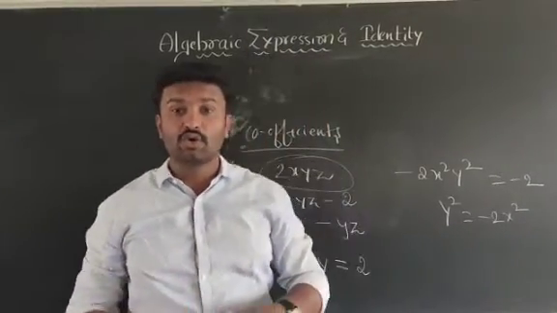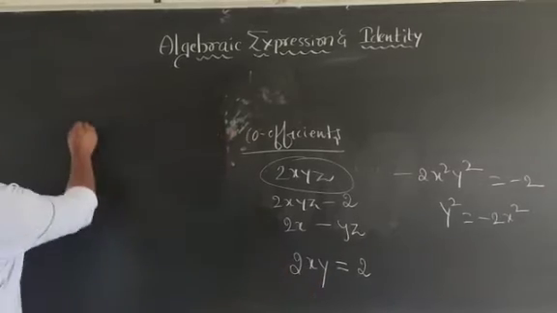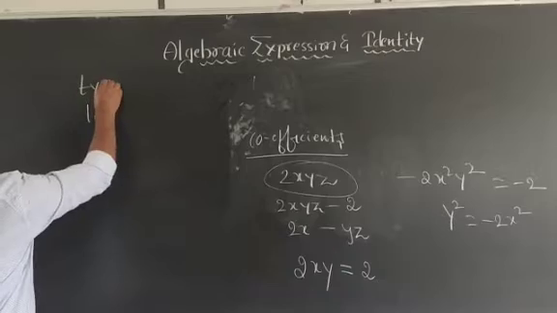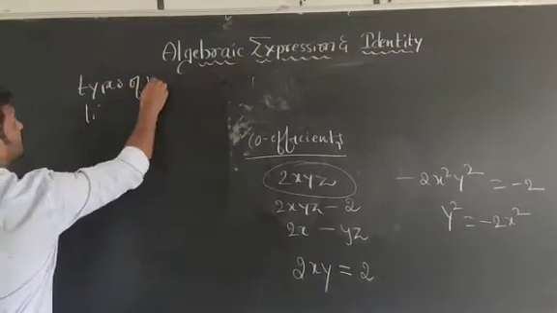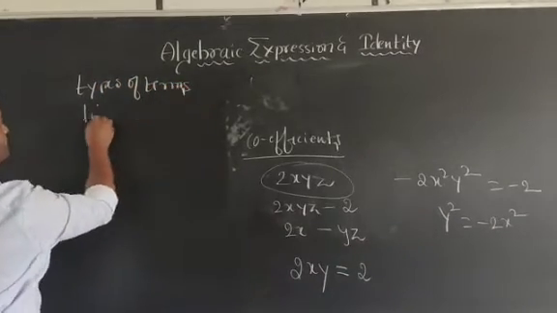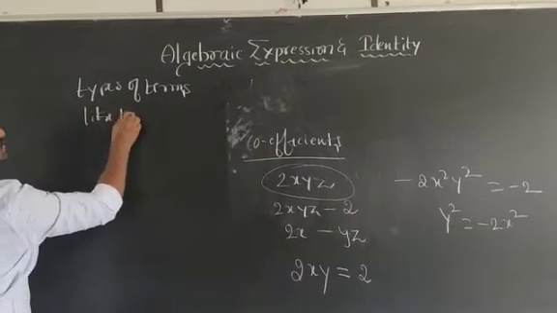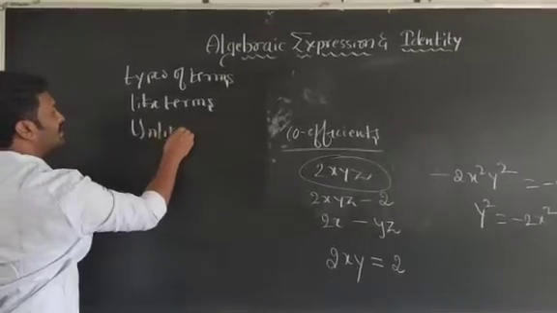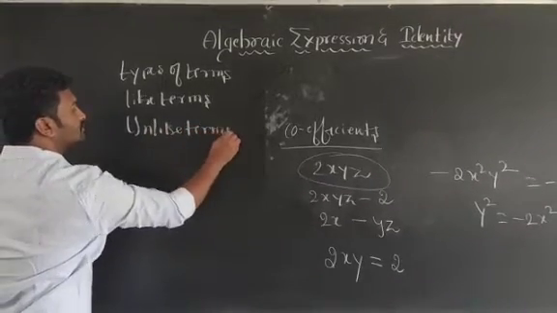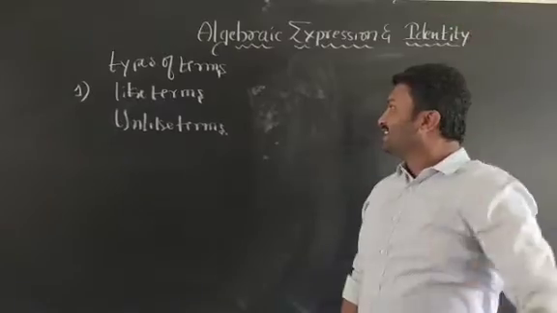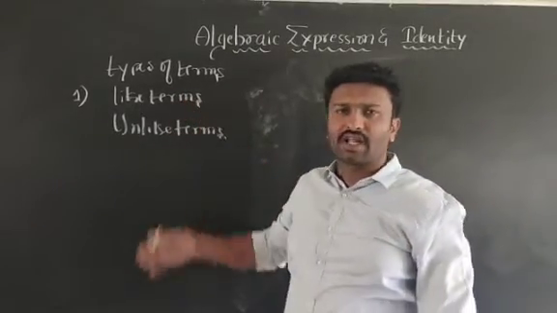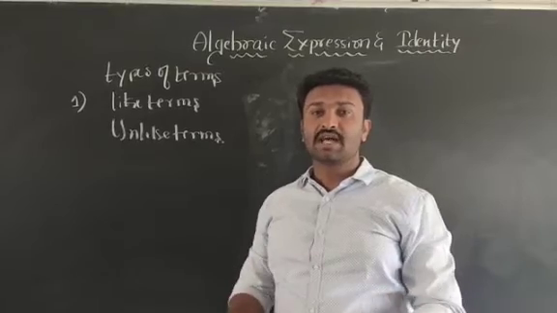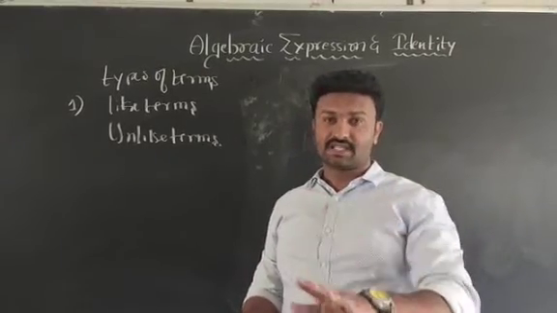And now we will discuss types of terms. First one is like terms and unlike terms. Now we discuss about like terms. What are like terms? The factors of the terms having same variables.